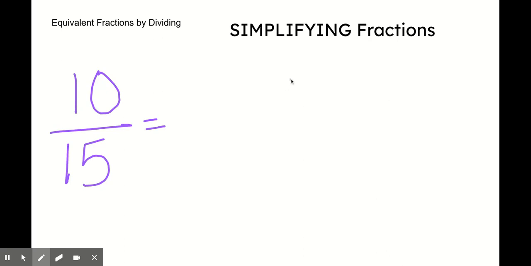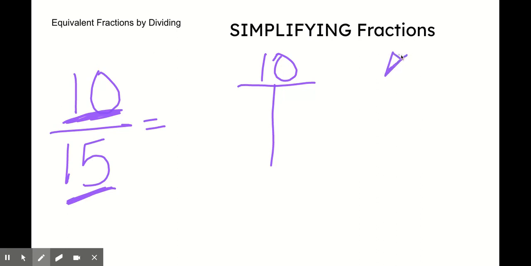Okay, so first, and this is for all problems, you need to make a factor T of your numerator and your denominator. And this is how you do it. You just get the numerator number, write it on the top, and make a giant T under it. This is a factor T, okay? I'm going to write my 15 over here and do the same thing. Okay. So I have 10 and 15 right here.